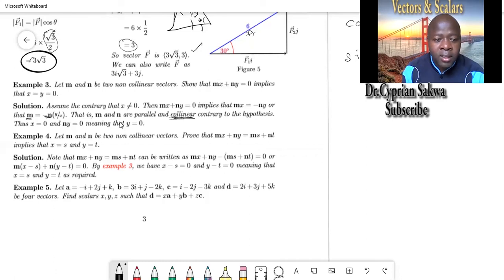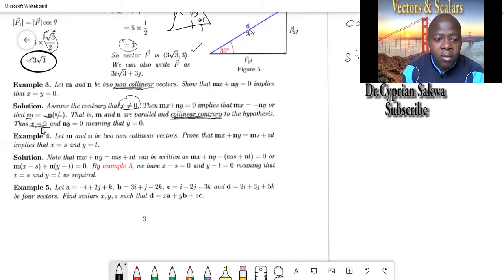So you have seen that assuming that x is not 0 has made us contradict the assumption that we were given. The assumption here was that the two vectors were non-collinear. And when you assume that x is not equal to 0, you contradict yourself. You reach a conclusion that these two vectors are collinear. So that means this assumption, that x is not equal to 0, is not correct. Therefore x must be equal to 0.